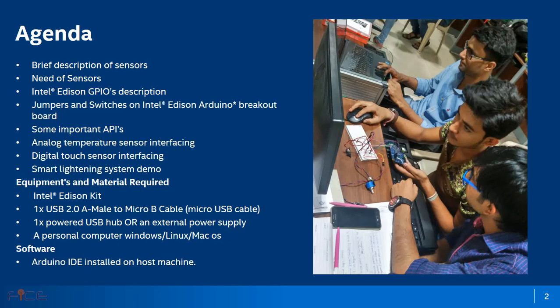Then we will discuss the GPIOs of Intel Edison Arduino breakout board. We'll also discuss switches and jumpers available on Intel Edison Arduino breakout board and their functions. Next, we will talk about some important Arduino APIs required for analog and digital sensor interfacing. We will also discuss how to control the brightness of an LED light based upon a light sensor.